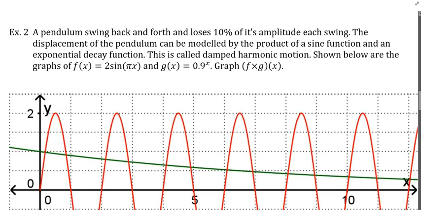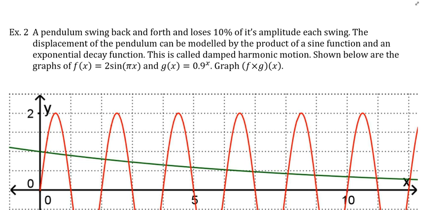So a pendulum swings back and forth, and because of friction or air resistance or whatever it is, it's losing 10% of its amplitude each swing. So the displacement of the pendulum from its center position, how far it's swinging out to the side, can be modeled by the product of a sine, because without friction, the pendulum would swing back up to the same distance, the same displacement out from the middle, every time. But we know that every time it's going to swing a little bit less far, a little bit less far, a little bit less far, right? And eventually it's going to come into the middle and be doing this. Like a ball bouncing doesn't bounce up quite as high every time.